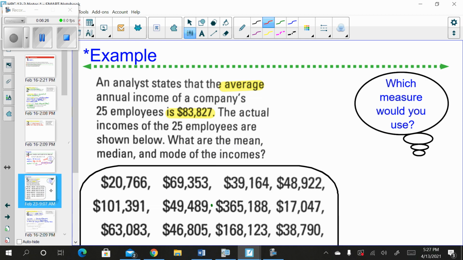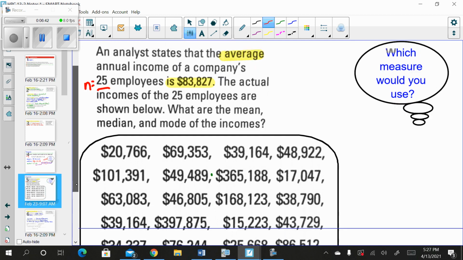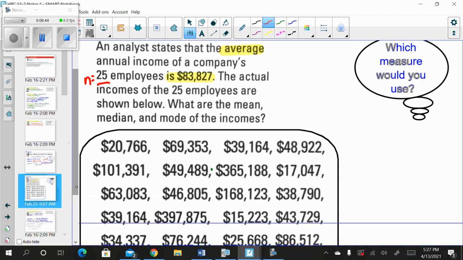So what I did is I put together a set of incomes, average salary, for a company with 25 employees. So our N is 25. We have 25 employees in this company. And this is the average, so you don't have to go through and calculate it. The average is 83,872. So that's the average salary. It's adding those all up and dividing by 25. Here are the actual incomes of those 25 employees.